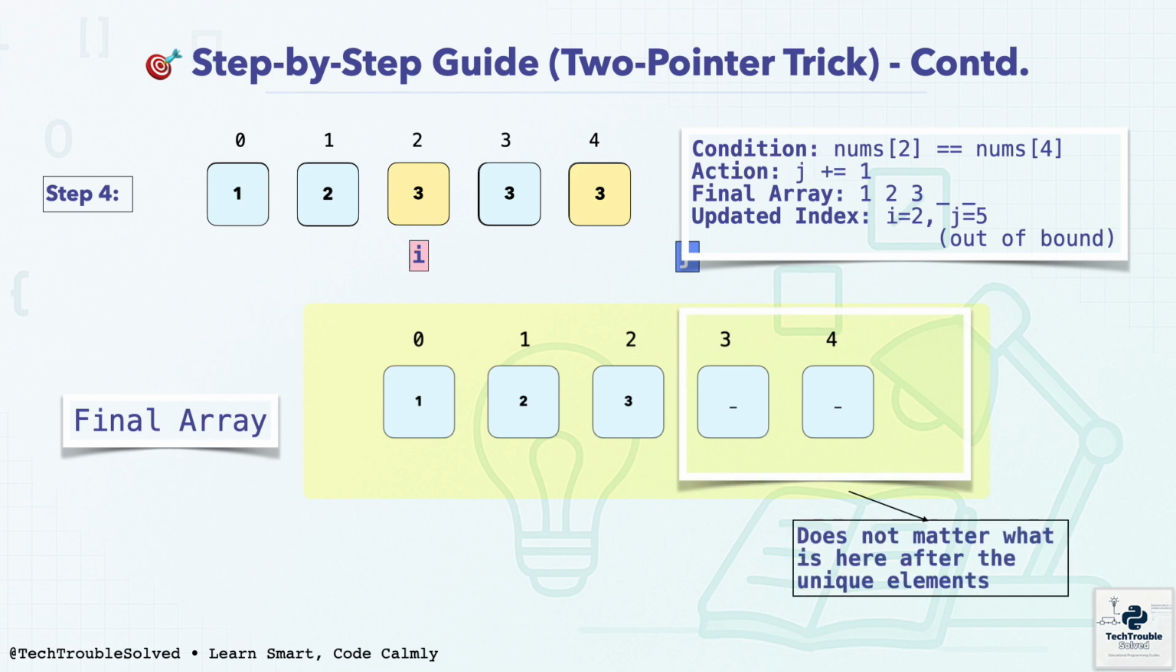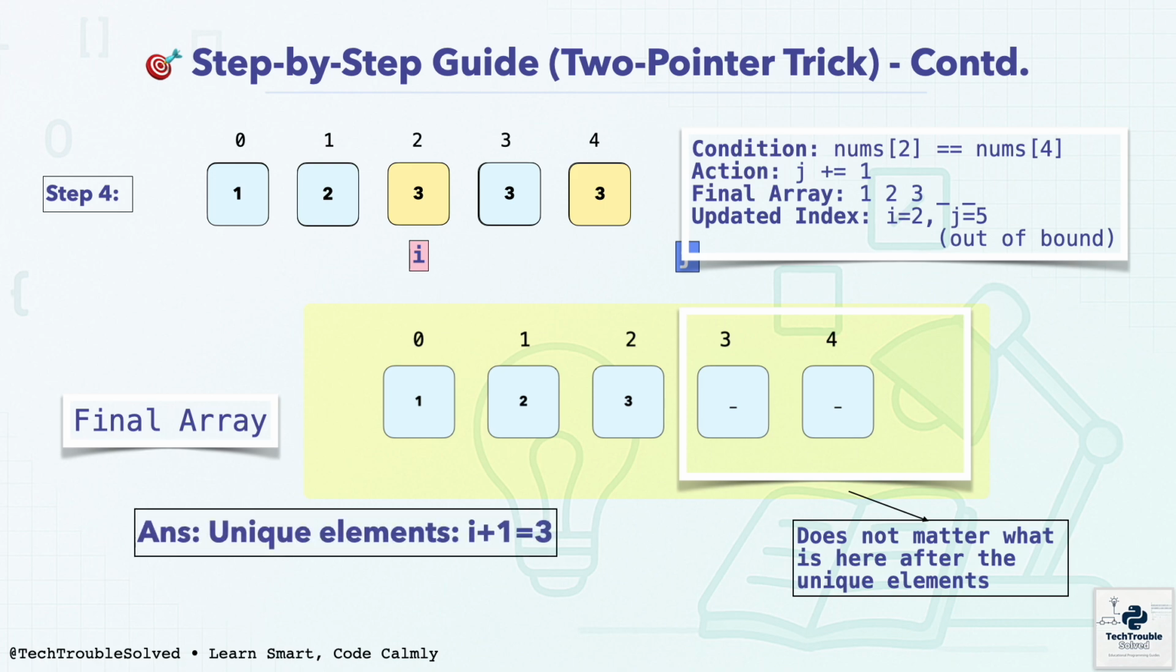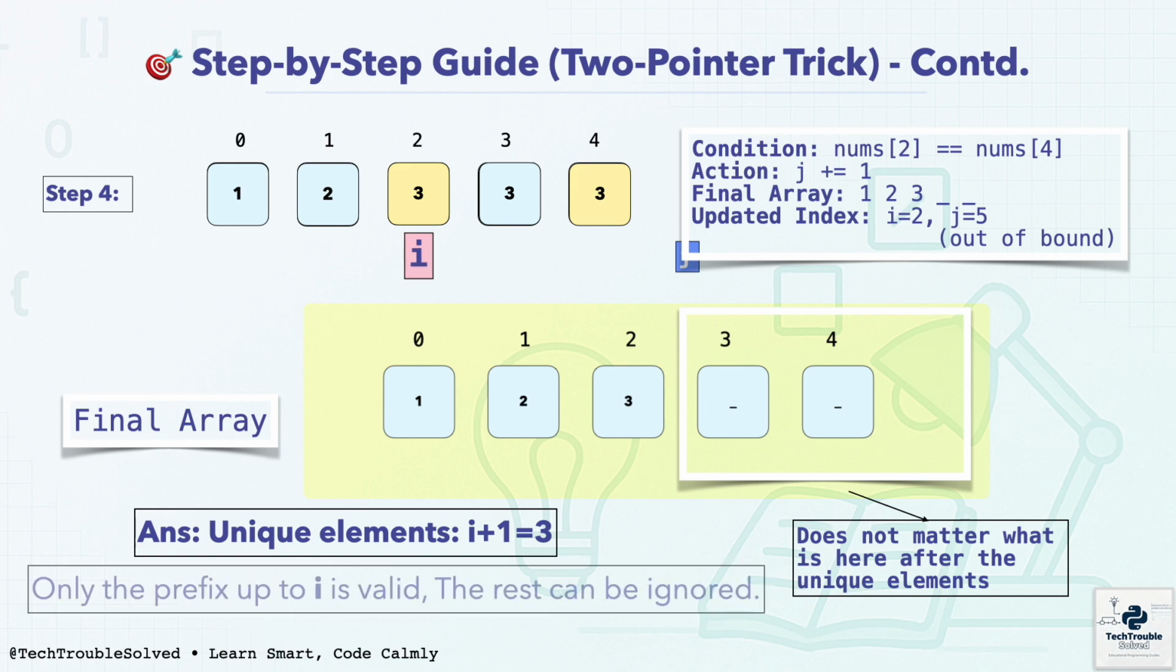All unique values have been placed at the front of the array. The first part of the array now contains only unique elements 1, 2 and 3. Pointer i stopped at index 2. So the number of unique elements is i plus 1, which is 3. Anything after this position does not matter. Notice something important here. j scanned the entire array, but i moved only when a new value appeared. That is the heart of the two-pointer technique.